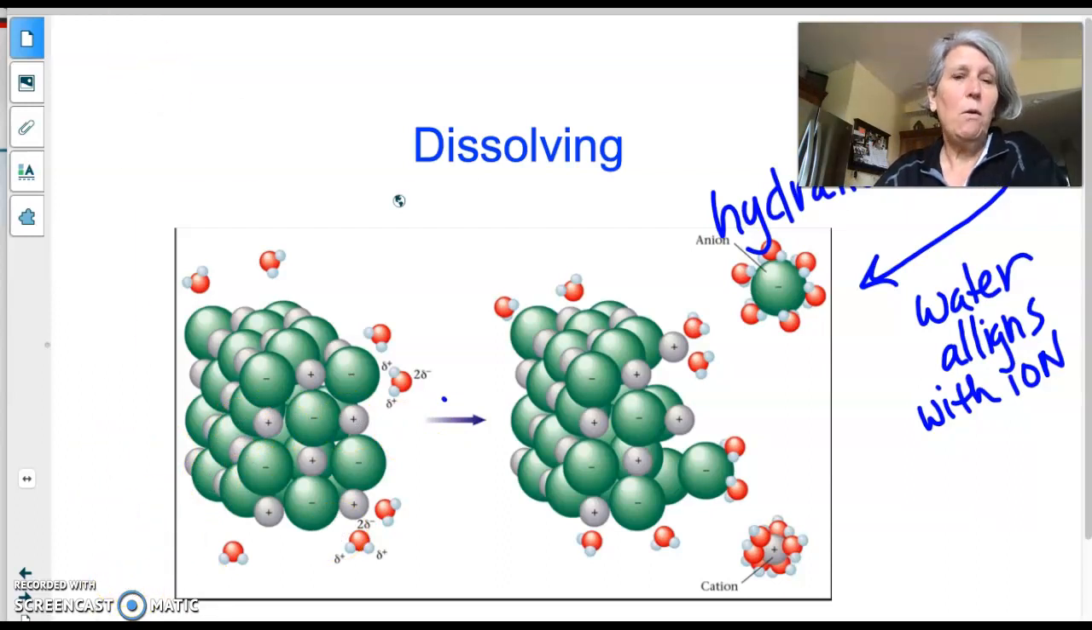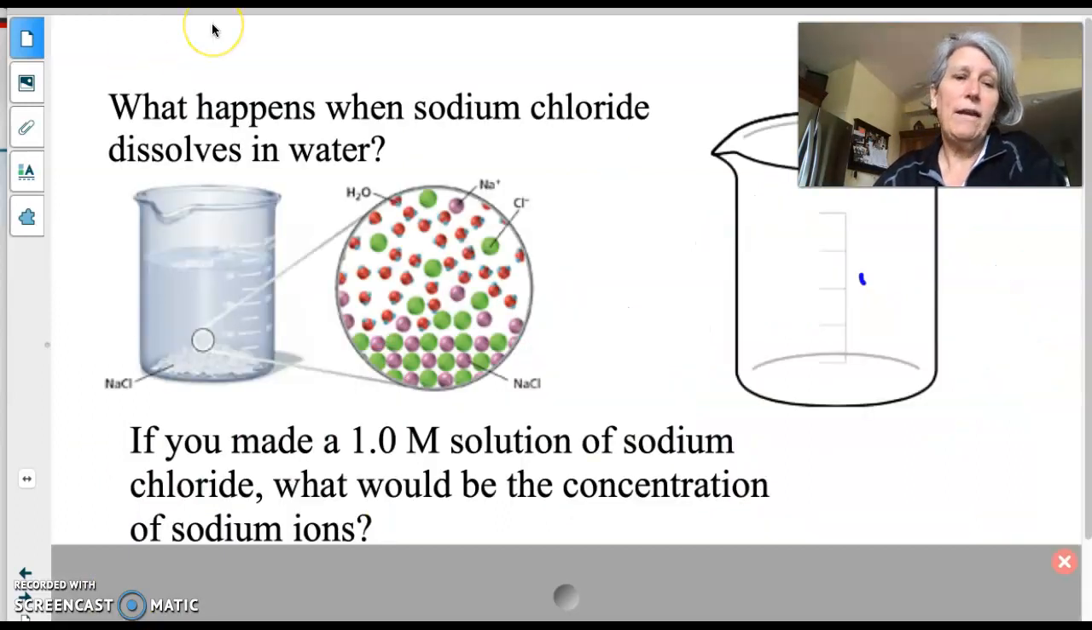Okay, so let's talk about how we can look at what happens when ionic compounds dissolve in water, they dissociate, and how we can draw that and how we can do math problems knowing this concept. Okay, so here I've got a beaker of water and I've got some solute in here, it's sodium chloride, and on a molecular level you can see here's the solid sodium chloride, and at the surface the water is able to rip off and break up the cation and the anion crystal structure of the sodium chloride, okay?